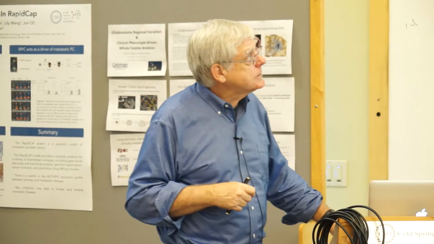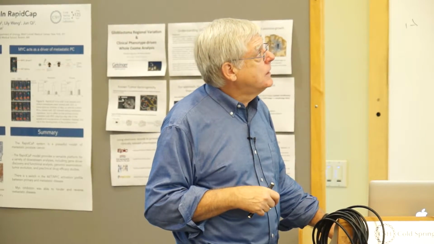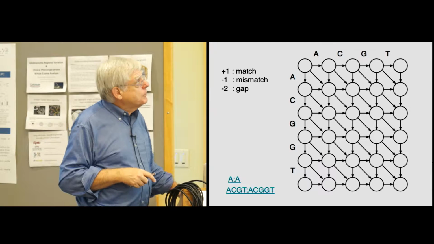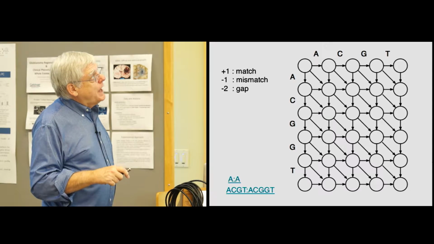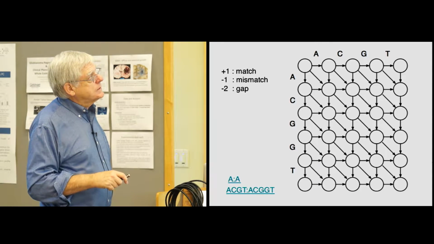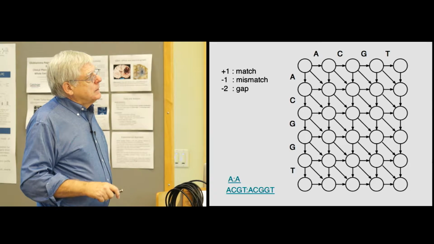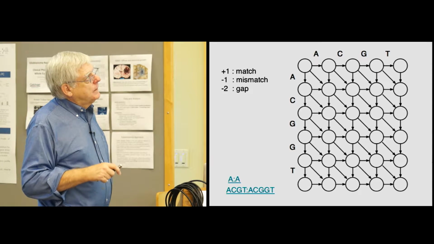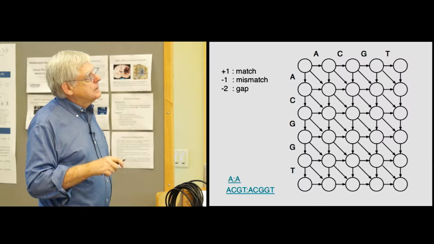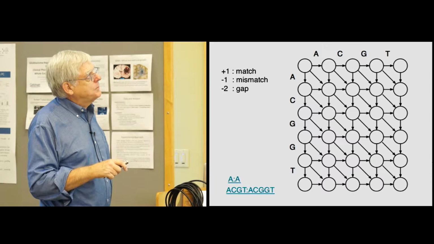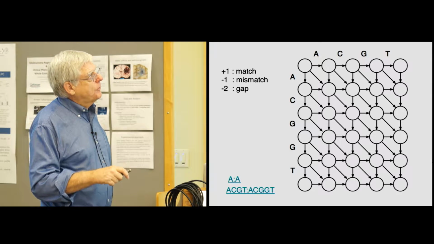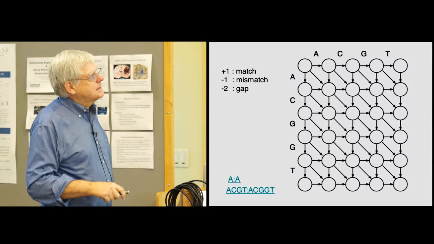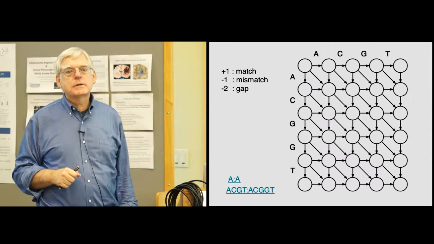Okay, we already saw this, so I'm going to skip over those. But let's stop here for a second and remind you that if I want to do a rigorous pairwise alignment, then I need to fill in this area. The amount of computation I'm going to do is the length of the first sequence times the length of the second sequence. I need to fill in all these circles.